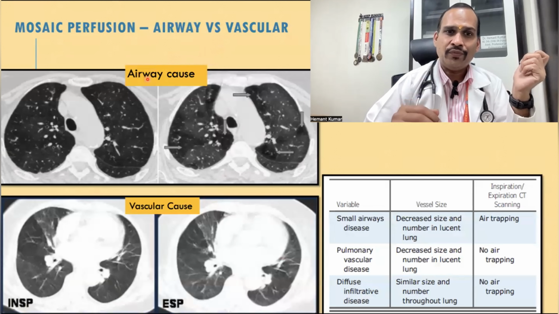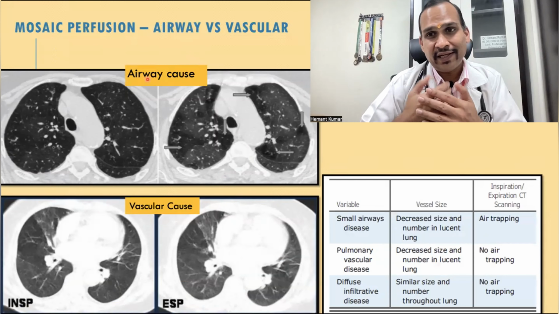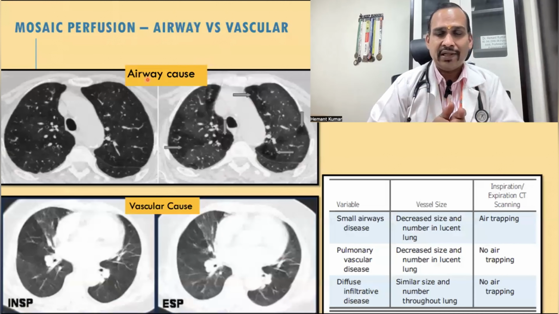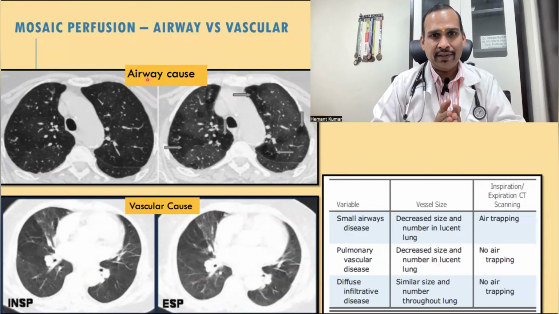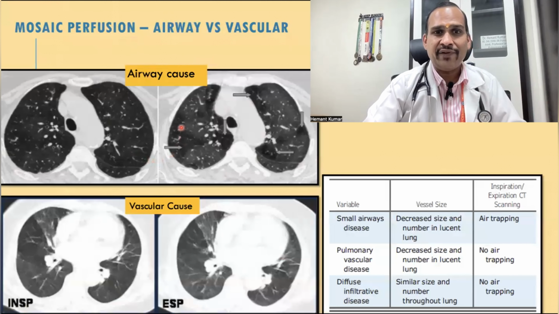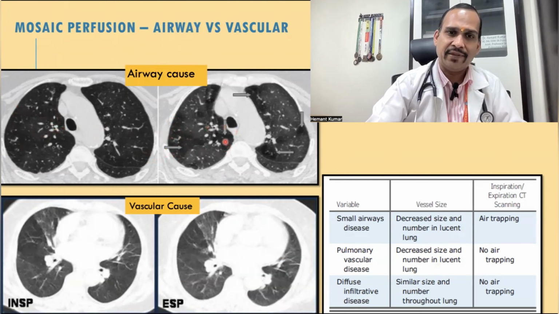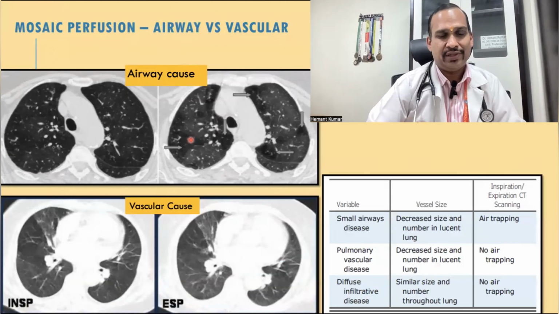So what do we have to do? We have to get a CT scan in expiratory phase. In the expiratory phase, what will happen if there is airway disease? The black area will increase. So this is the inspiratory film, this is the expiratory film. In small airway obstruction, the black area will increase. Then the problem is because of airway obstruction.